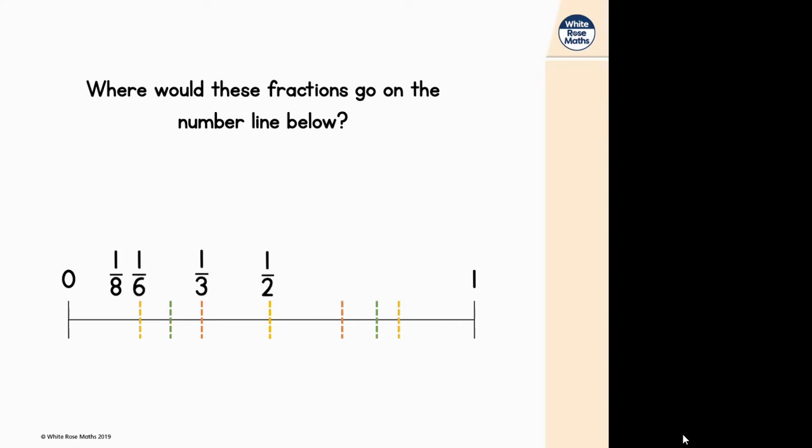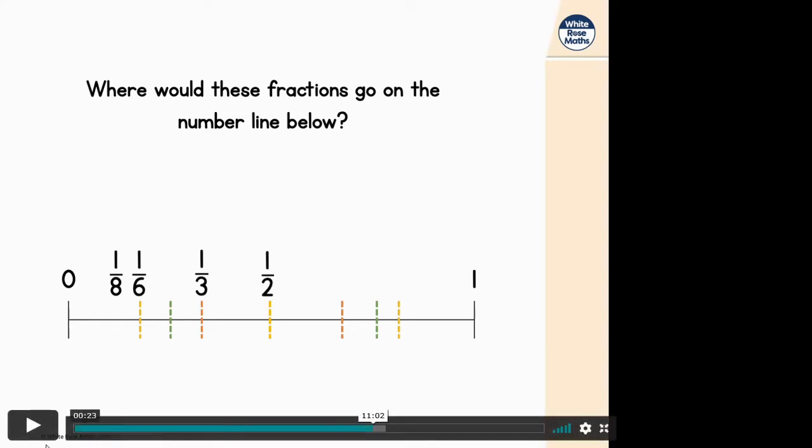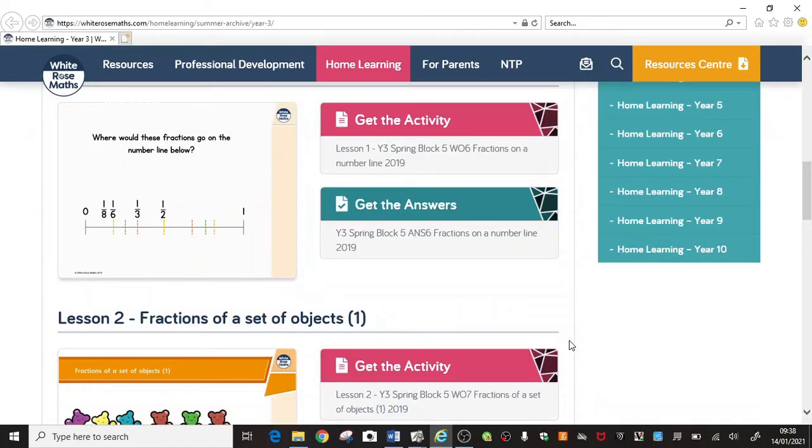What do you notice about the denominators? Well, can you see that the bigger the denominator, the smaller the fraction. And you'll need to remember that for when we're doing our work tasks in just one moment.